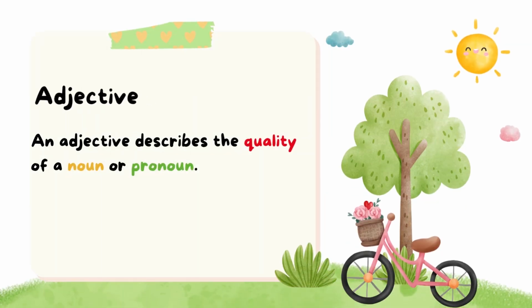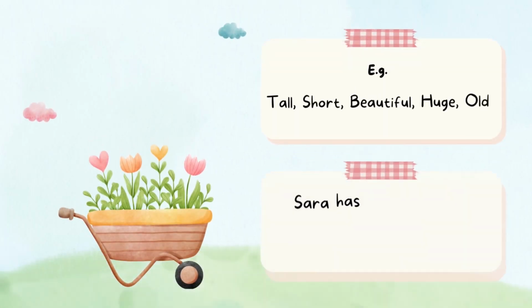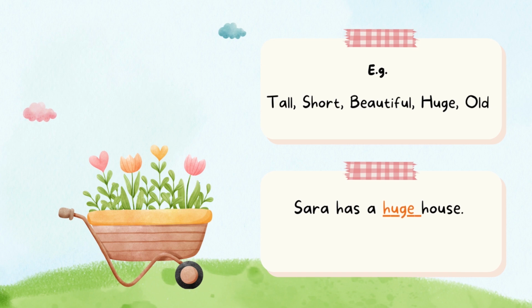Next is adjective. An adjective describes the quality of a noun or pronoun. For example, tall, short, beautiful, huge, old. Sarah has a huge house. So here the word huge is describing the quality of the house, which is huge.